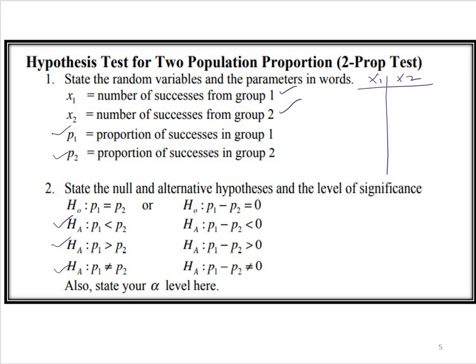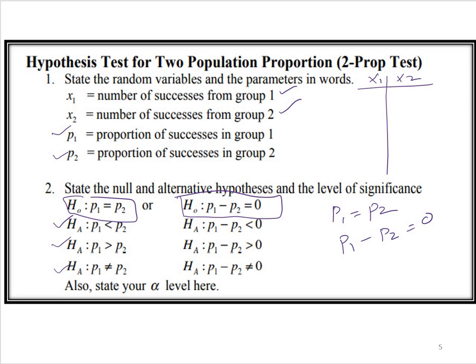So we assume the mean of the first one is equal to the mean of the second one, and that is the null hypothesis. We always take the null hypothesis as P1 is equal to P2. P1 equal to P2 means you can write it as P1 minus P2 equal to 0. So either we can write it in this form or in that form. That is the null hypothesis.